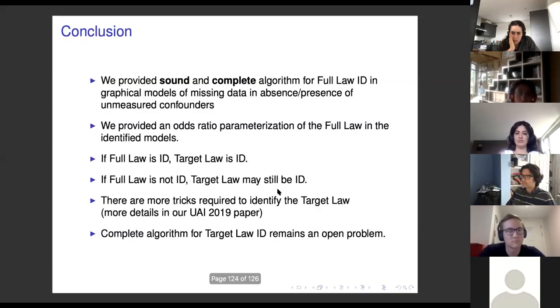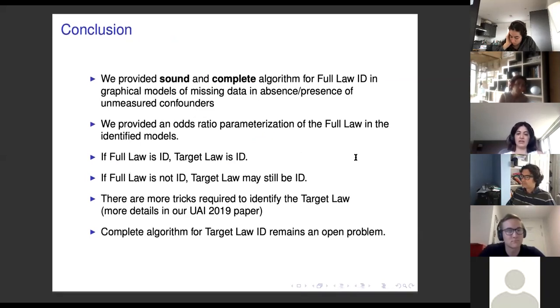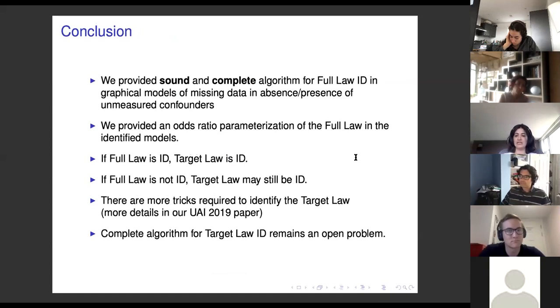So really that brings me to the end of the talk. Just some quick conclusions. We provide a sound and complete algorithm for full law identification in either the presence or absence of unmeasured confounders. And we have this odds ratio parameterization when the full law is identified. As Ricardo pointed out, if the full law is identified, all functions of the full law are identified, including the target law. But it is not the other way around. For example, we have some DAGs that have colluders, or some ADMGs that have colluding paths, and there might still be a chance that the target is going to be identified.